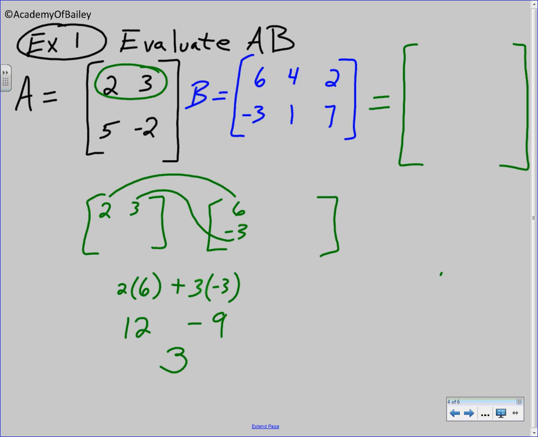Well, where do we put that in our final answer? The only suggestion that I have to think about is, you notice how this is top row, and this is first column. So top row, first column is what we're going to put there. 3.